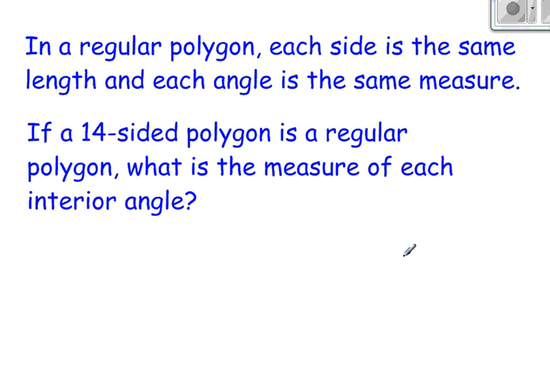Now, a regular polygon is defined as a polygon where each side is the same length and each angle is the same measure. So it's regular, and it's the nicest one we have. Every side is the same length and every angle is the same measure. So if a 14-sided polygon is a regular polygon, what is the measure of each interior angle?